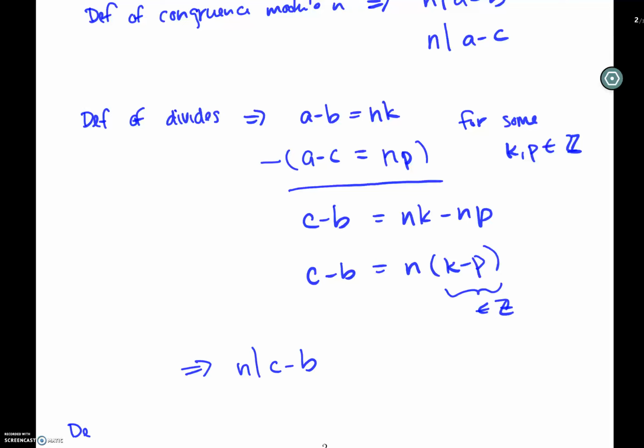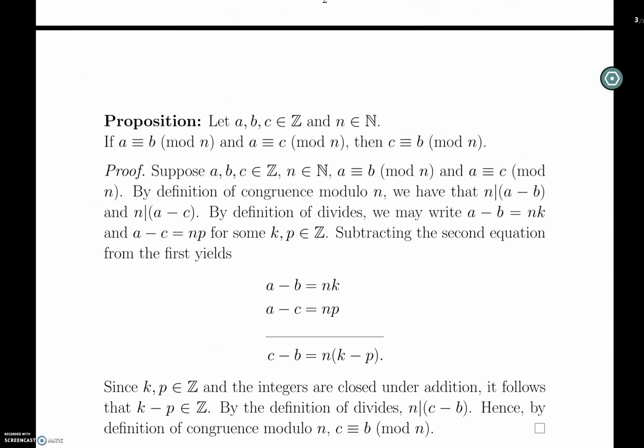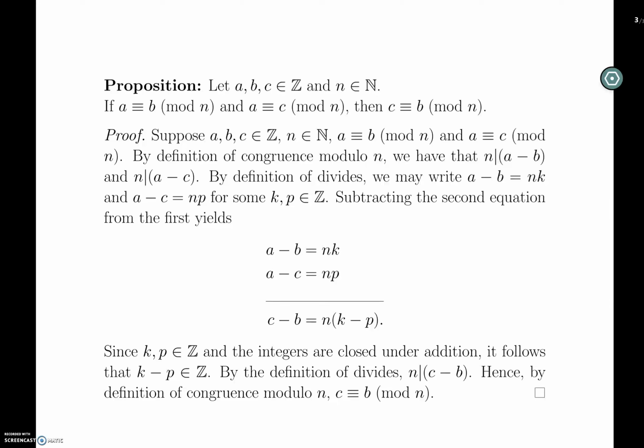And then the definition of congruence modulo n tells me that c has to be congruent to b mod n. And that's what we were hoping to show. So this is just the outline. Here's the proof with all of the symbols and sentences that we would require to have a nice formal proof. So take a minute and compare how we outlined the proof to how that translates into the nice formal proof.